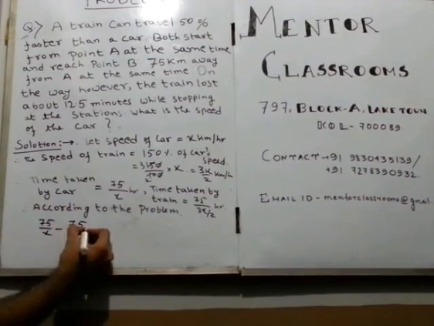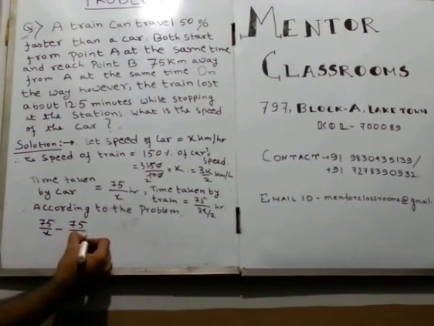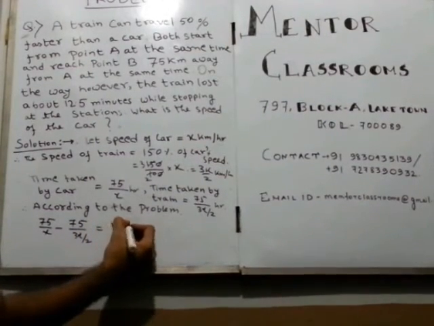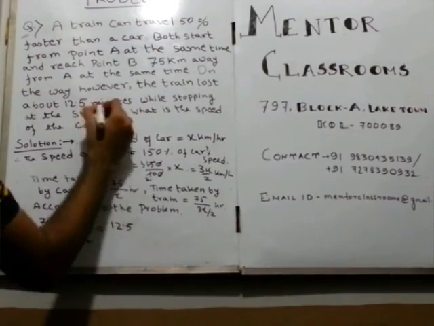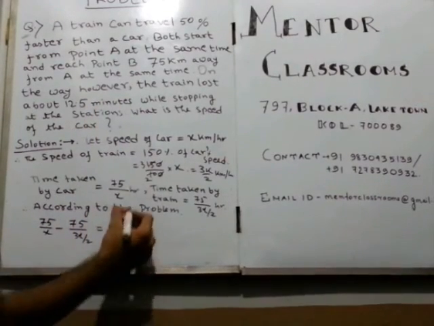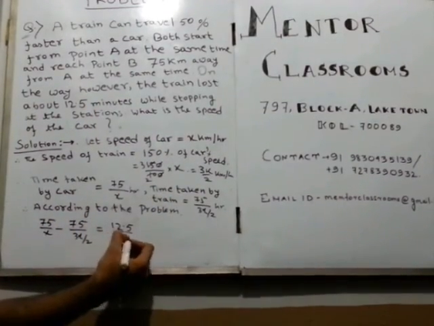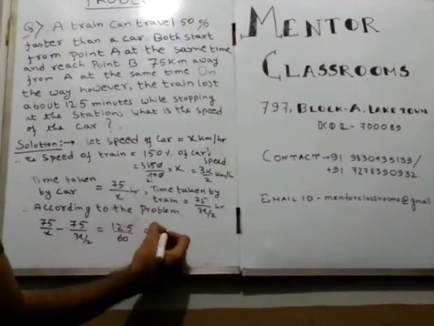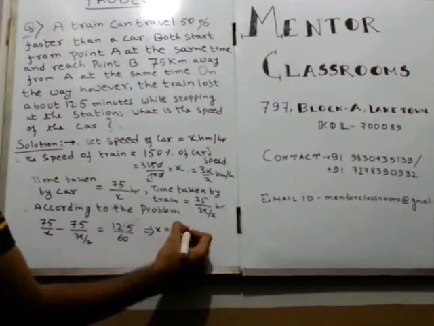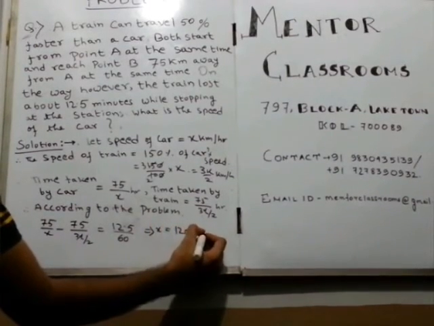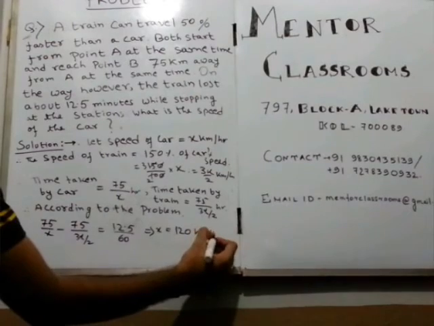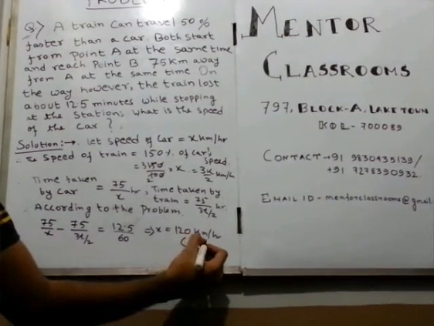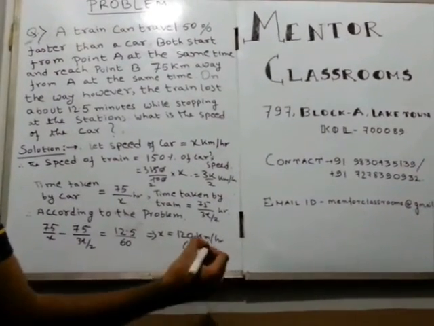minus 3x by 2 will be 12.5. It's minutes, so we have to convert it into hours because all these are in hour. If you calculate this, x comes out to be 120 kilometer per hour, which is the speed of the car and our answer.